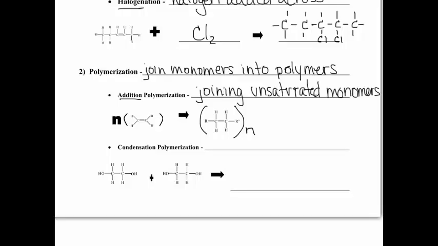Condensation polymerization, when you think of condensation, I hope you think of water. And really what we're doing is we're removing water to join the monomers. So this one, typically, you wouldn't have to come up with the product. You would have to recognize that that's what's happening. I'm going to show you, though, because I want you to see how it happens.